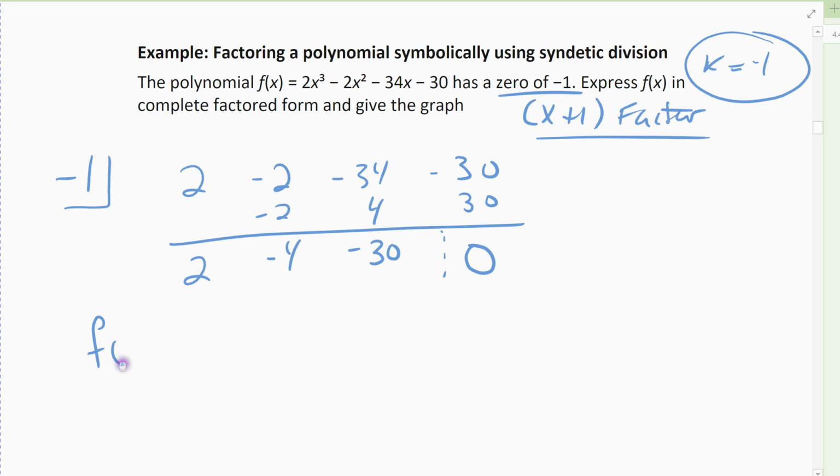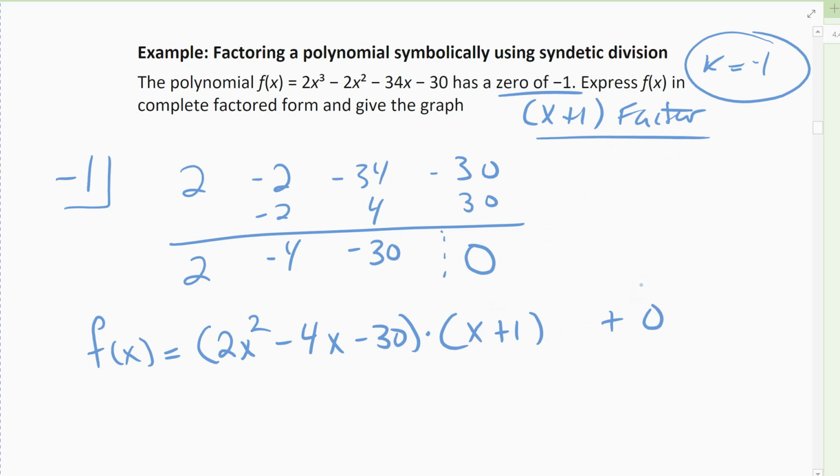Alright, so now we use that property that we learned in the last section, where it's the quotient times the factor plus the remainder. In this case, the remainder is 0. So remember, this is my quotient. It's 1 degree less, so this is going to be 2x squared minus 4x minus 30, and then it's times the factor x plus 1. It would technically be plus the remainder, but since the remainder is 0, I don't have to worry. And so I've factored it. Now, it's not completely factored.